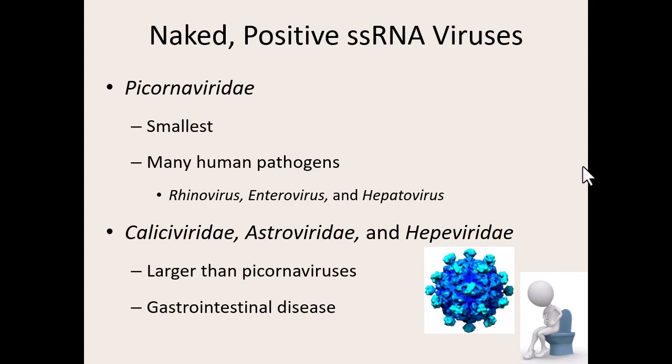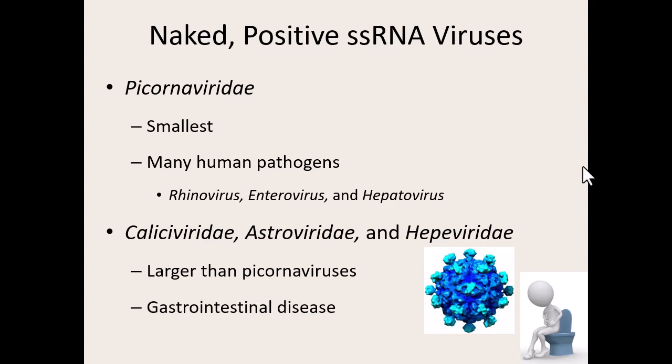And because of all the human pathogens, there are a lot of them in this Picornaviridae family. We're going to tackle 3 groups of them. So these are like 3 groups under the Picornaviridae family. Caliciviridae, Astroviridae, and Hepeviridae are grouped together.